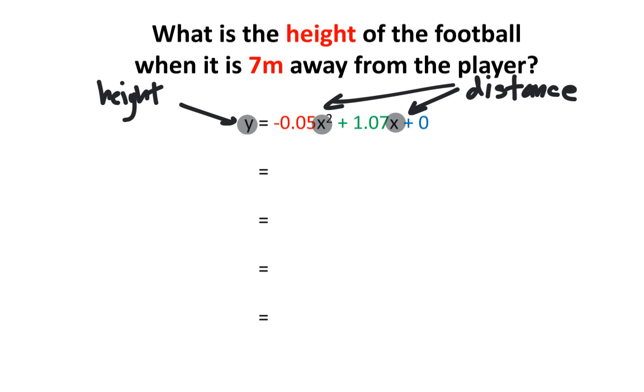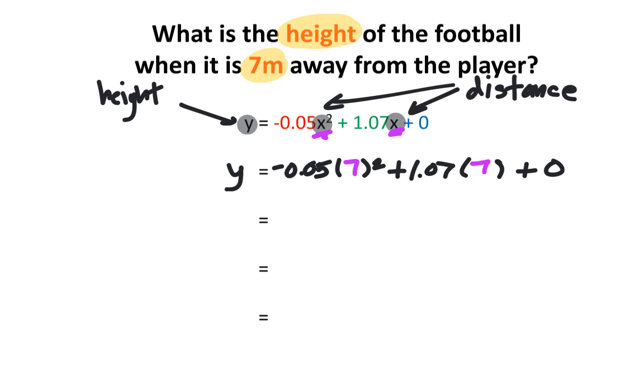Now we're ready to find the height of the football when it is 7 meters away from the player. Using the graph, we found that the height of the football is actually about 5 meters. We're now going to find the same answer using this equation. I'm going to begin by replacing my variable of x with the number 7. You'll notice that I've placed the number 7 in brackets. This keeps everything a little bit cleaner and more tidy.